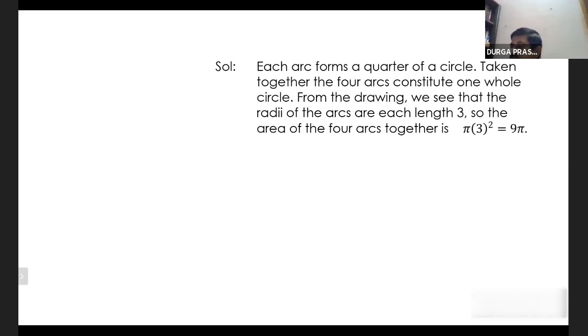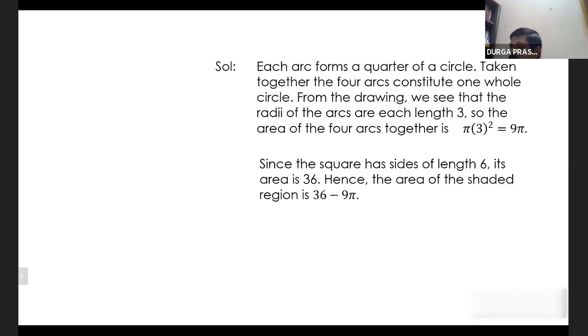So pi r square is 9 pi. So total shaded area is area of square minus area of circle. Because four such arcs together form one circle, so pi r square is the area of the circle. So that is 36 minus 9 pi. Please note it fast, quick.